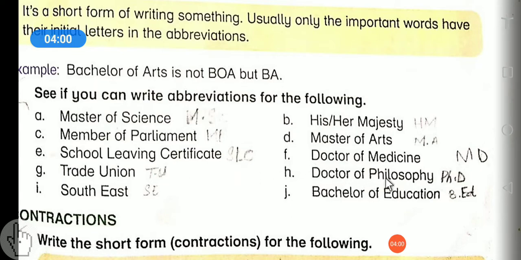Doctor of Philosophy, PhD, P is capital, h is small and dot capital D. Southeast, SE, both capital. Bachelor of Education, capital B dot E dot d. Bachelor of Education is B.Ed, E is capital but d is small.